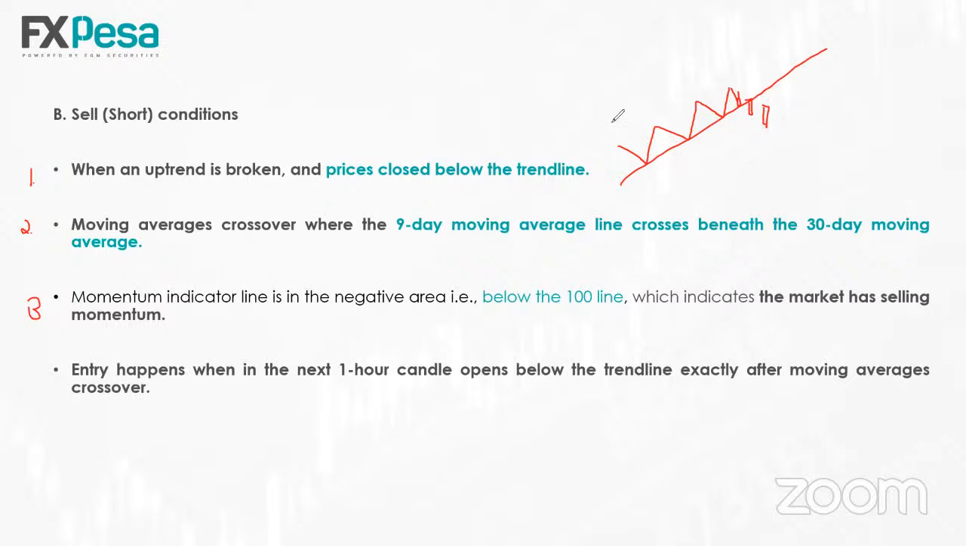Condition number 2, your moving averages cross over. That is, you have the 9. So if this is your 30, then the 9, which is the faster one, should cross over, until the price falls below all this. The momentum indicator falls below the 100, confirming the bearish move. And here you have a sell setup for a break of a trend.